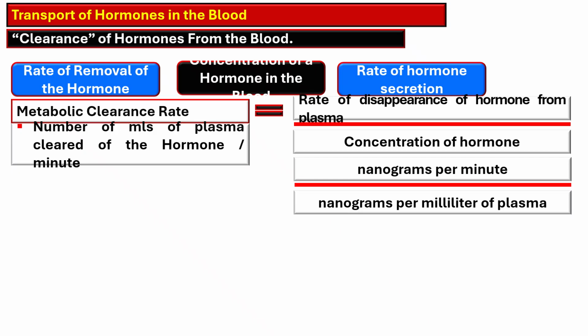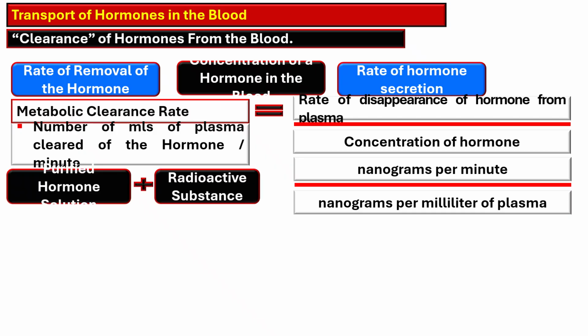The units used for this are nanogram per minute for the rate of disappearance and nanogram per ml of plasma for the concentration of the hormone. So how do we determine this?